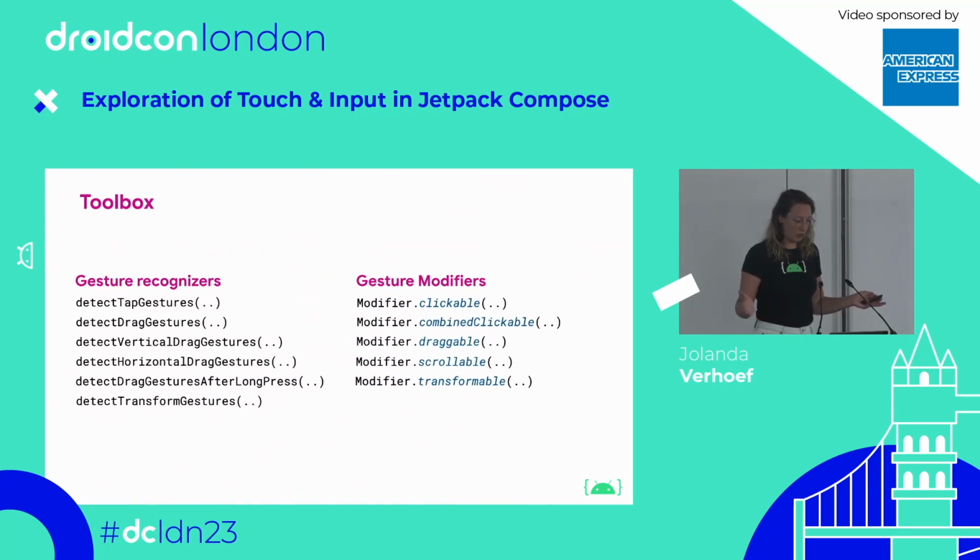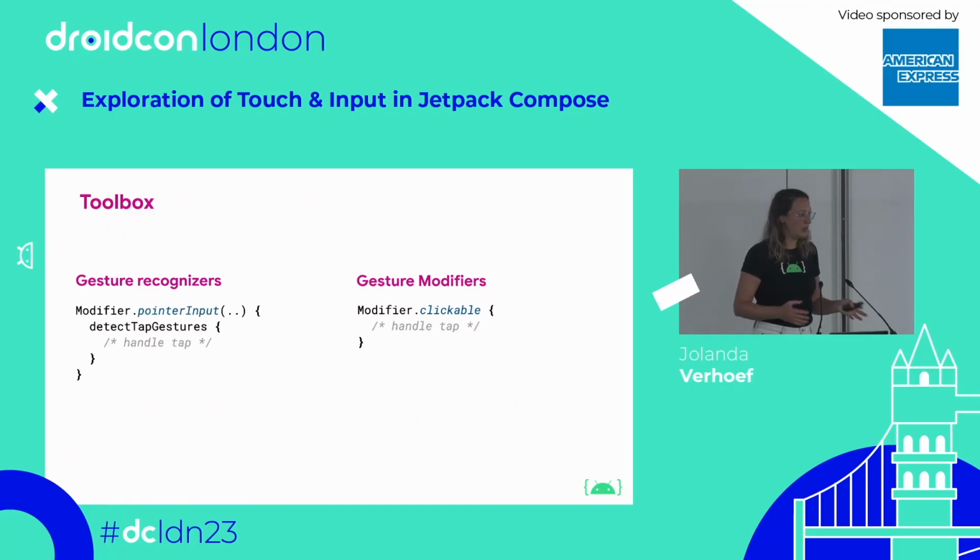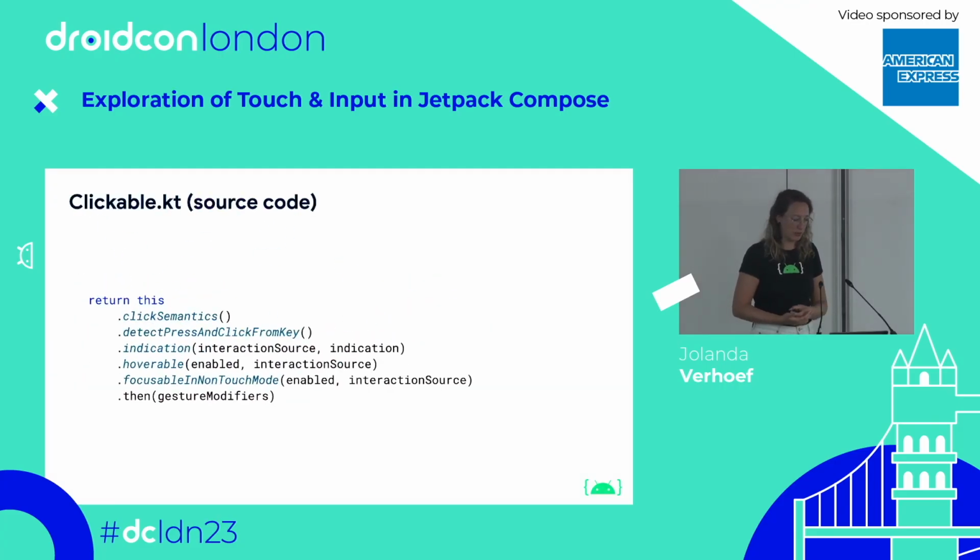Okay, that's the toolbox. Quite a nice toolbox to play around with, right? It's a set of custom gesture recognizers and a set of modifiers that we can use directly. So now how do we choose between them? For example, we see both clickable and detect tap gestures, and both of them are recognizing taps. So as I said before, the modifier actually is doing more than that. And to figure out what exactly it's doing more, let's look at its source code.